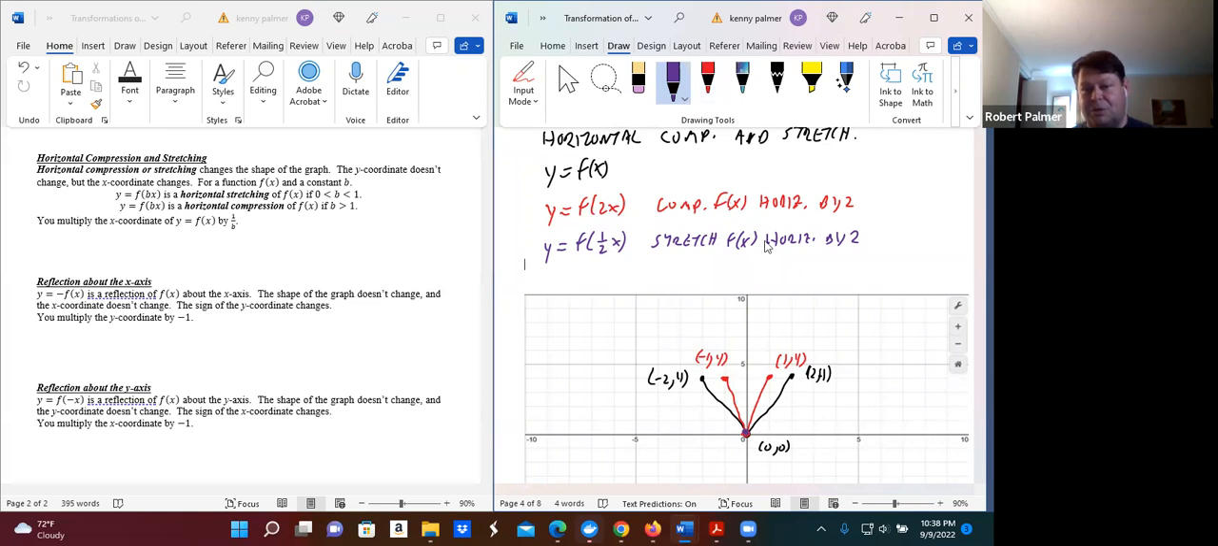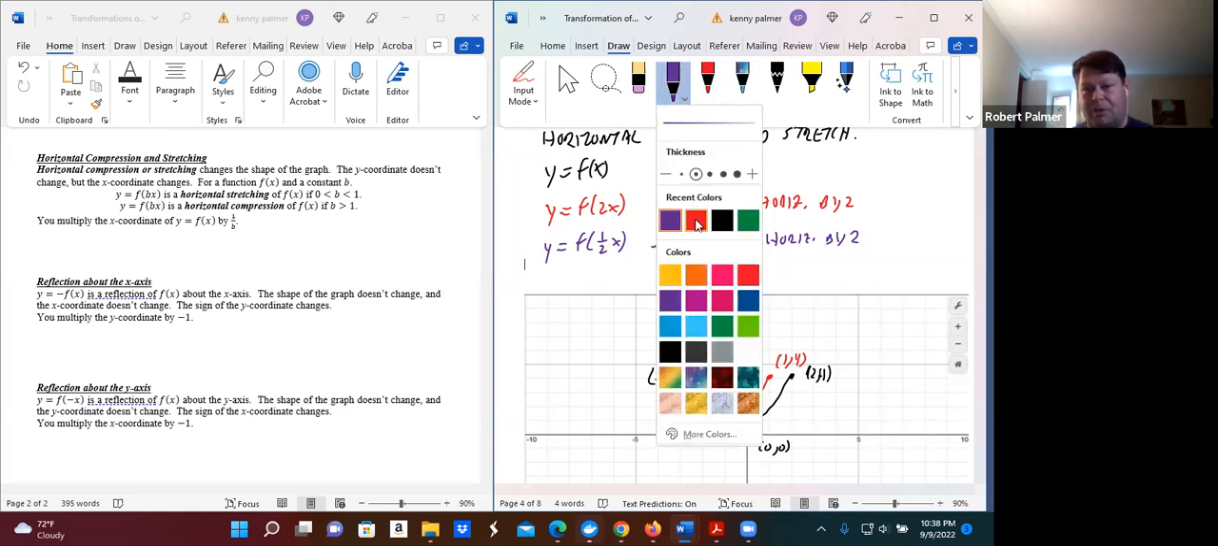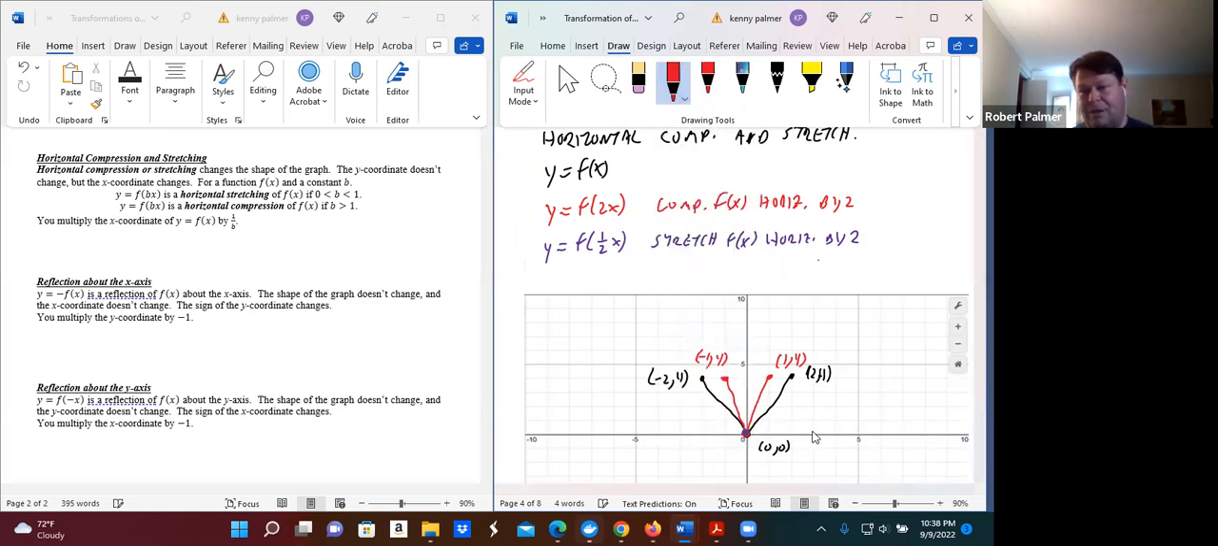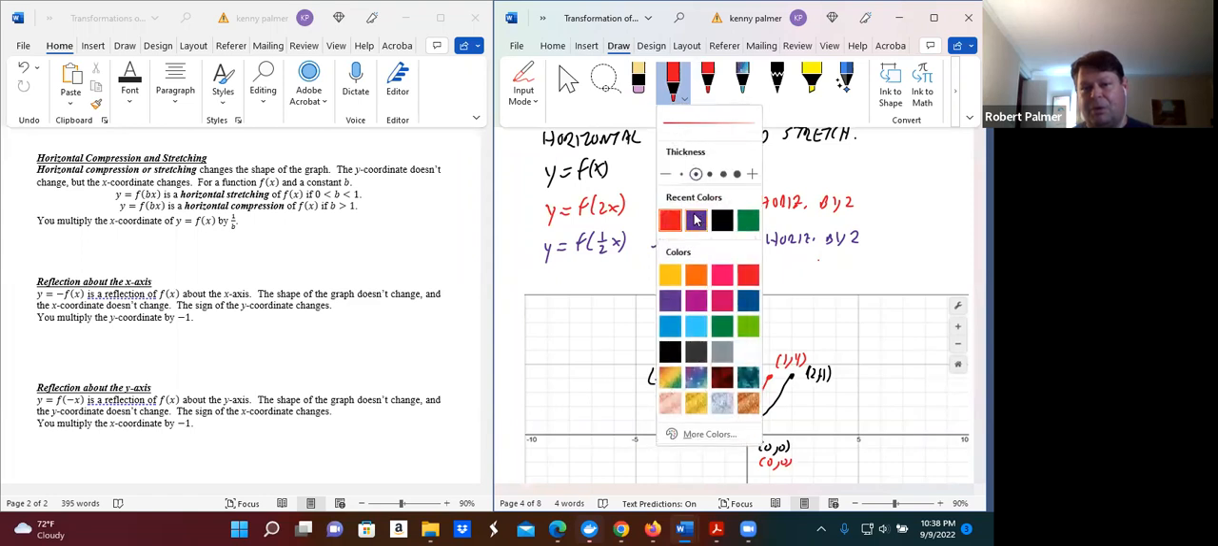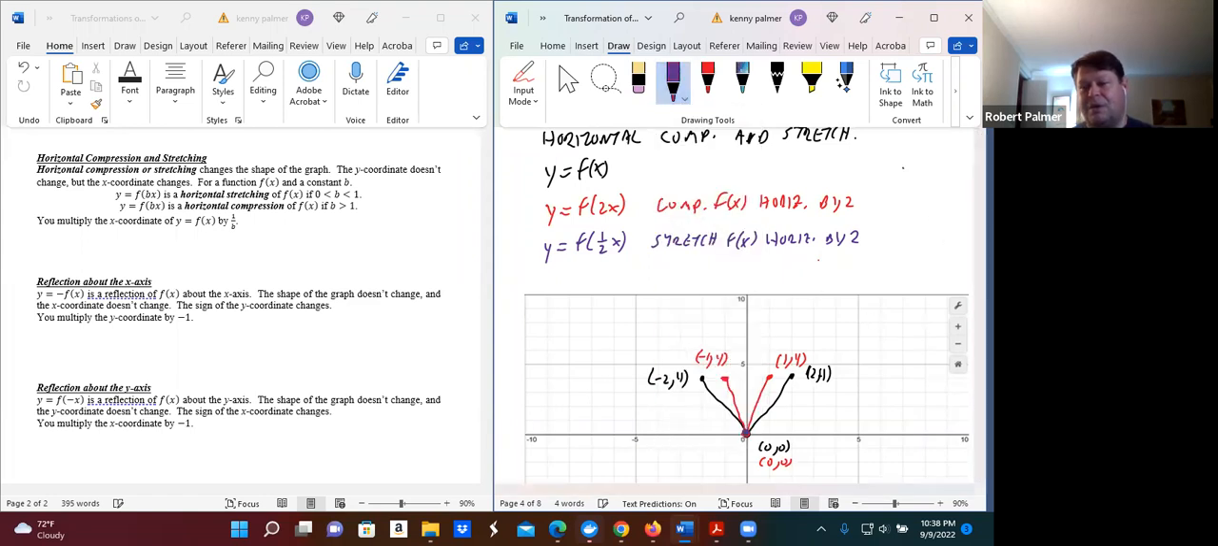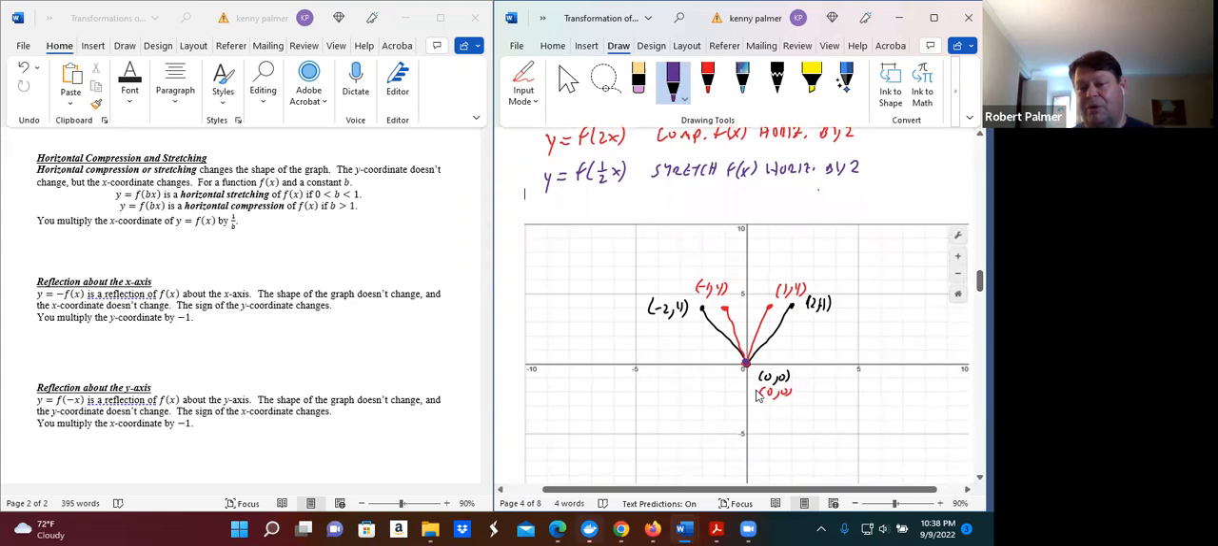Oops, I realized I forgot to go back to the red just a minute ago. I forgot to write that in there. That point is still there at 0, 0. Then we go back to the blue. So for each one of these compressions or stretches, either vertically or horizontally, if you have a point that's at 0, 0, it will stay where it is.